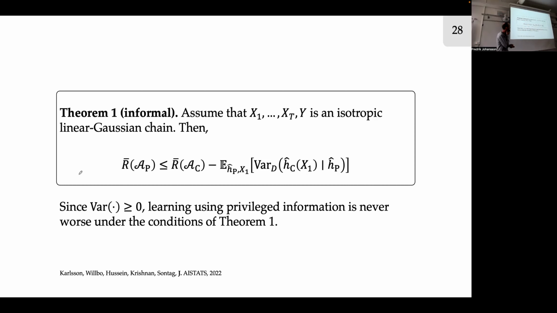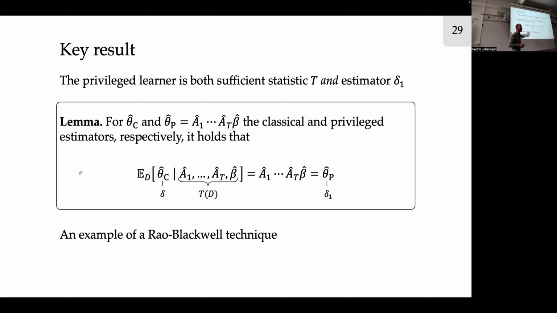The main tool that we use to prove this is a Rao-Blackwell technique. In a Rao-Blackwell technique, you prove that if you can compute the expectation of an estimator given a sufficient statistic, that thing itself will be more efficient than the estimator you started with. So if this is a sufficient statistic of your data, and this is some estimator, and I can compute this expectation, that thing is a better estimator than theta c. In our case, it turns out that a sufficient statistic for this is just all of the privileged parameter estimates, and the conditional expectation here will be equal to the product of all those. It wasn't obvious to us when we started. So the conditional expectation of the classical estimate given the privileged estimate is just the privileged estimate.